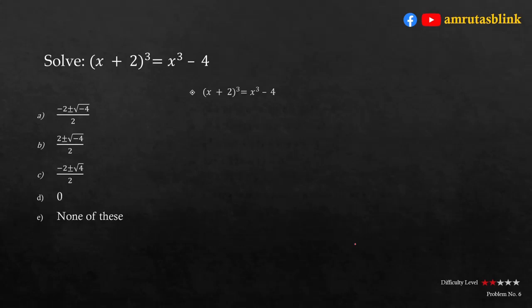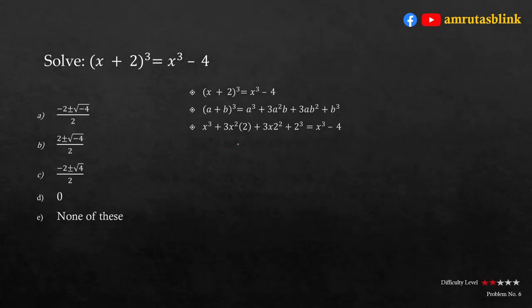x plus 2 bracket cube is equal to x cube minus 4. Now we know the formula that a plus b bracket cube is equal to a cube plus 3a square b plus 3ab square plus b cube. By using this formula we will simplify the given polynomial. So x plus 2 bracket cube is nothing but x cube plus 3 into x square into 2 plus 3 into x into 2 square plus 2 cube, is equal to the right hand side as it is, that is x cube minus 4.